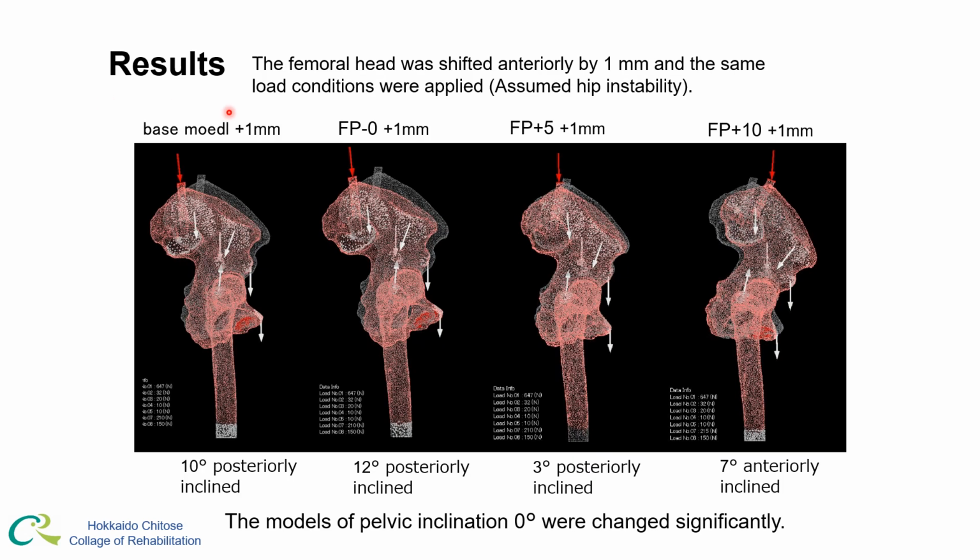When the same loading conditions were applied to the 4 plus 1 mm models, the base model plus 1 mm showed a 10-degree posterior inclination of the pelvis, and the false profile 0 plus 1 mm model showed 12 degrees posterior inclination. However, changes in pelvic inclination were minimal in both the false profile plus 5 plus 1 mm model and the false profile plus 10 plus 1 mm model.